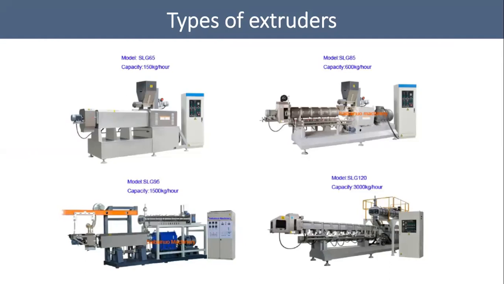I just typed this word on Google, then I got these four pictures. You also can get these. These are the actual machines available in China. Then we can order these machines online. But how to select these extruders?